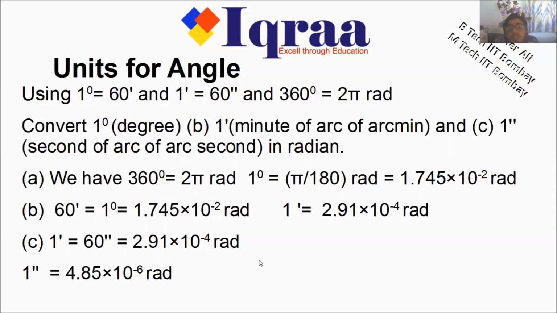We may not remember these results, but we must be able to calculate it in the exam. 1 degree is 1.745 into 10 to the minus 2 radian. 1 arc minute is 2.91 into 10 to the minus 4 radians, and 1 arc second is 4.85 into 10 to the minus 6 radians.